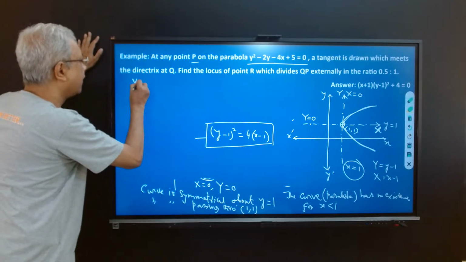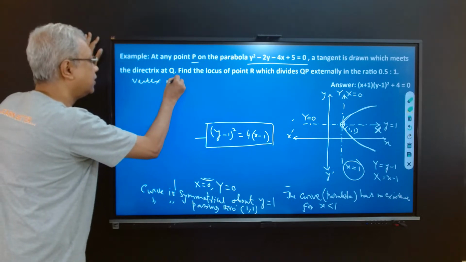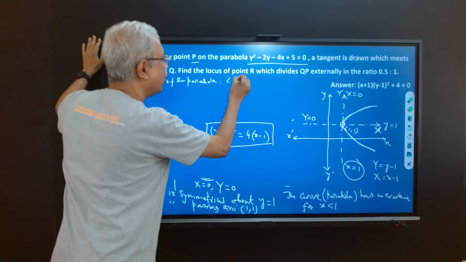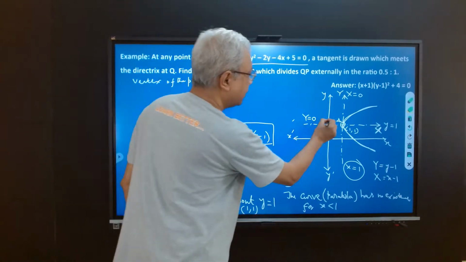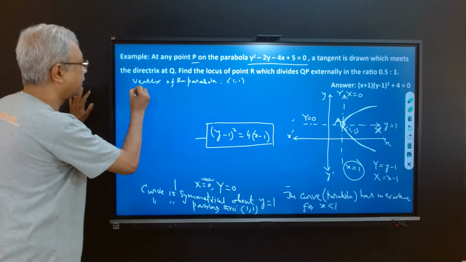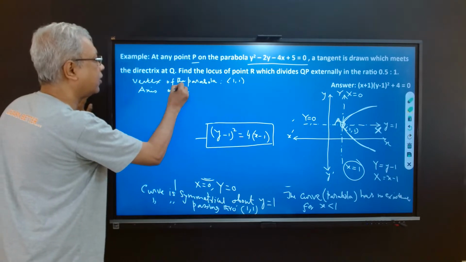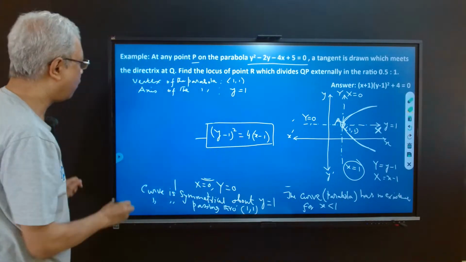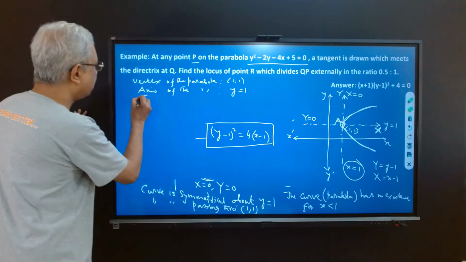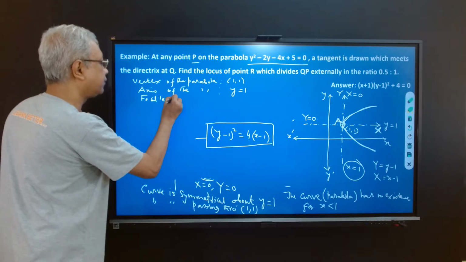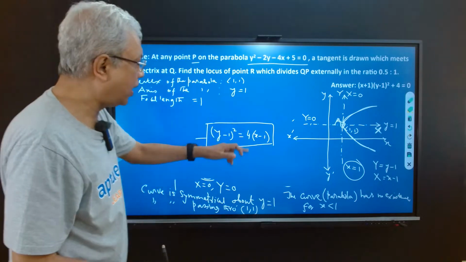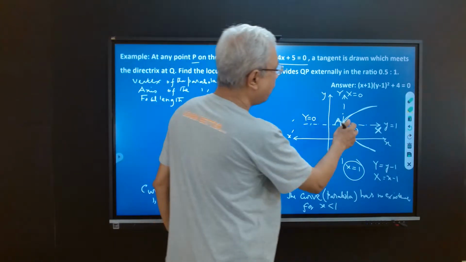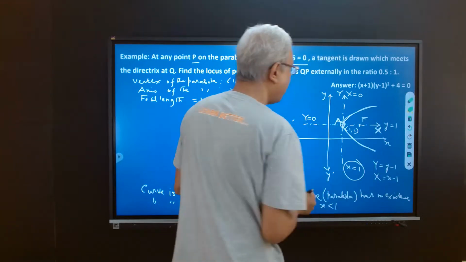So the vertex of the parabola, call this point A. The axis of the parabola is a line which is small y equal to 1. The focal length of the parabola we have already discussed. The focal length of the parabola is equal to 1. Now focal length 1 means where is the focus? The focal length is how far the focus is from the vertex. So if I call this point the focus, what will be the coordinate of the focus?